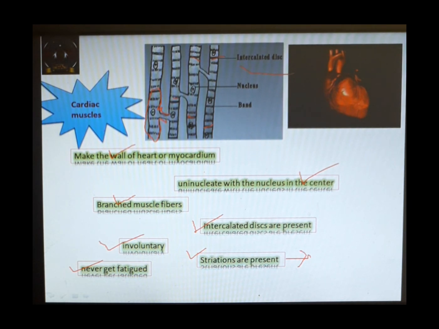So yes, cardiac muscles are going to play a very important role in the rhythmic contraction and relaxation of the heart.